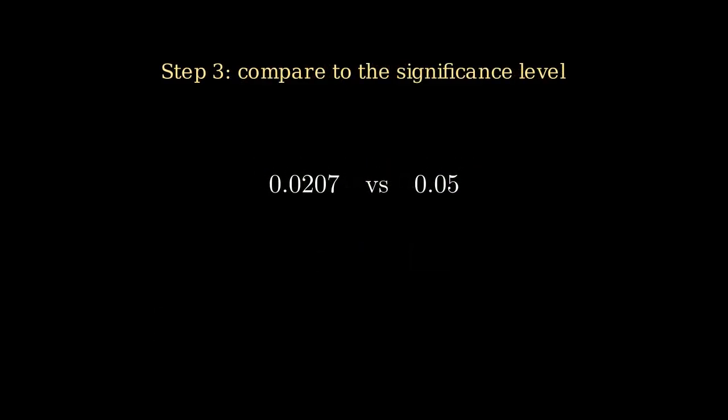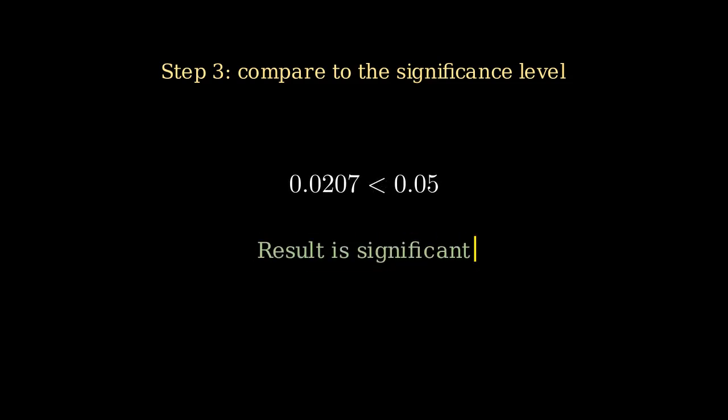Step 3 is to compare this probability to the significance level. The significance level is 0.05. Since 0.0207 is smaller than 0.05, the result is significant.